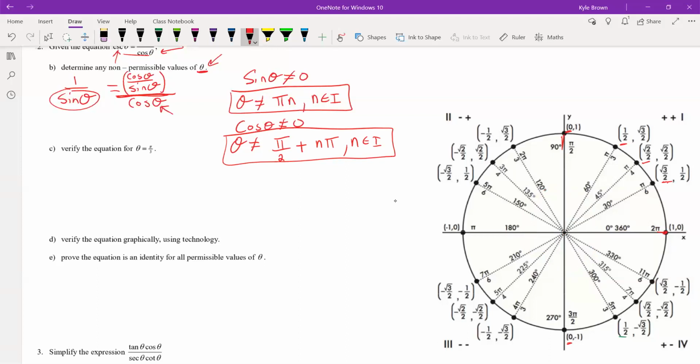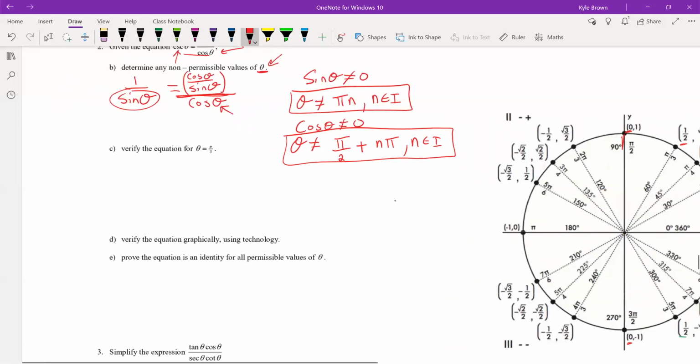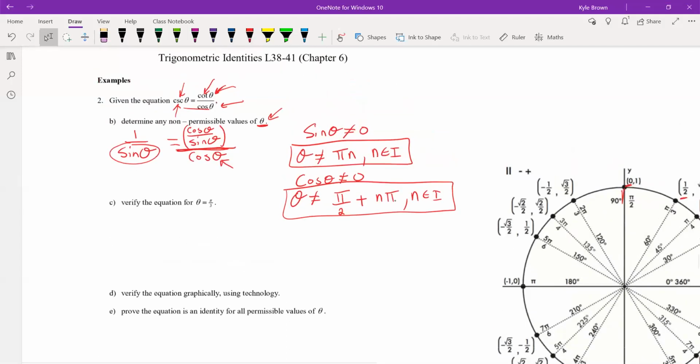Okay. Moving on. Now it says verify the equation for theta equal to pi over 3. So what this means is that we've got this equation up here, and it's saying that this side is equal to this side. Well, then that should be the case if I throw in pi over 3 for theta everywhere in there, that the left side should be equal to the right side. So let's just try it out.